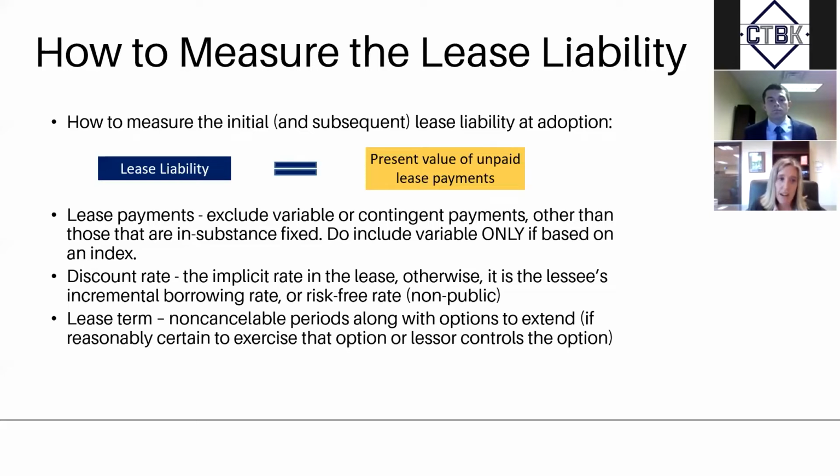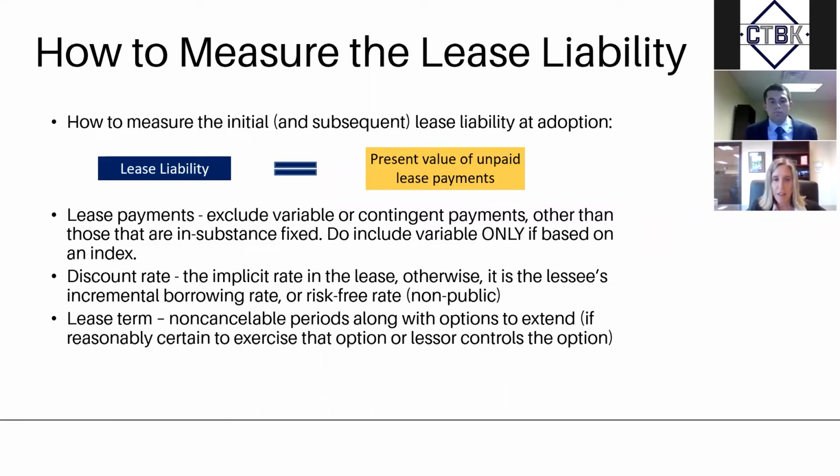The discount rate, as we had mentioned on the previous slide: you're first going to see if there is a rate noted within the lease. Otherwise, you can use your incremental borrowing rate or the risk-free rate. And then finally, the lease term. So what term are you going to use when you're calculating the present value of the unpaid lease payments? That term is typically going to be the non-cancelable periods, along with options to extend.